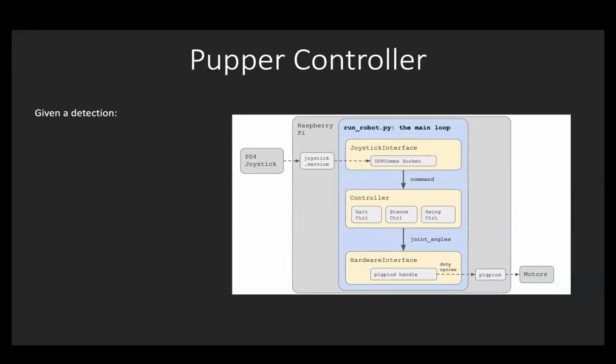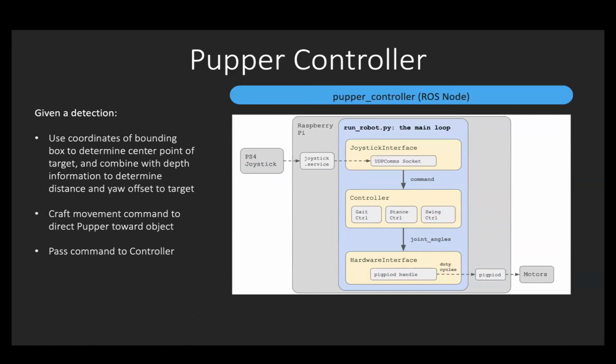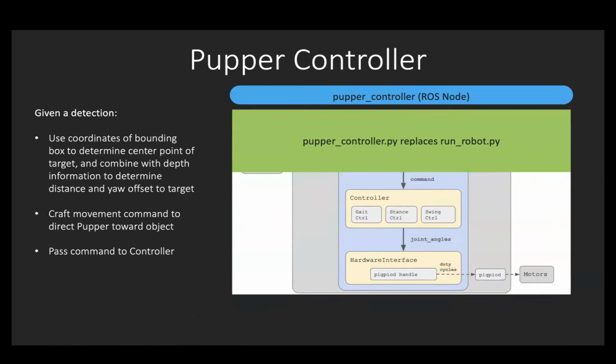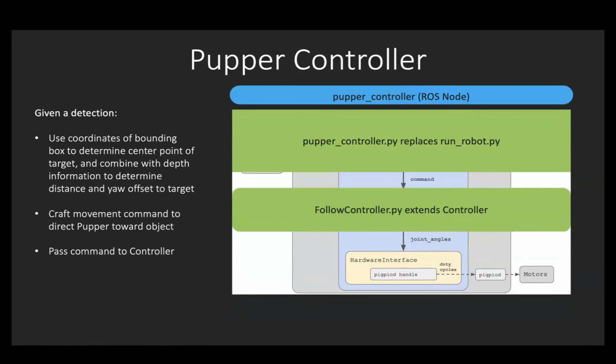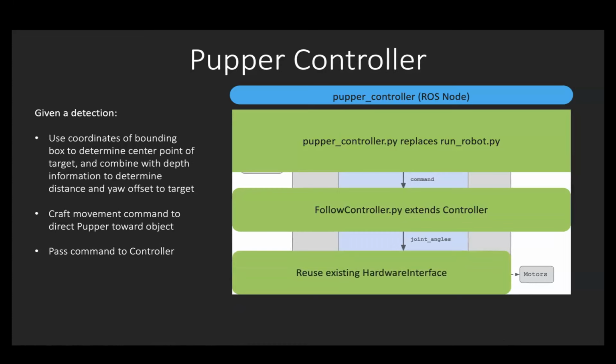We then replaced this entire robot.py with the popper controller ROS node. So we made a custom node, which was called popper controller.py, and then we made a custom controller as well. It's called follow controller, which is basically the brain of the automation. And then this follow controller just simply calls a supercontroller, which was already there, and that takes care of the hardware interface. Just use the existing hardware interface. We're not using the joystick at all. It's completely automated from start to finish.